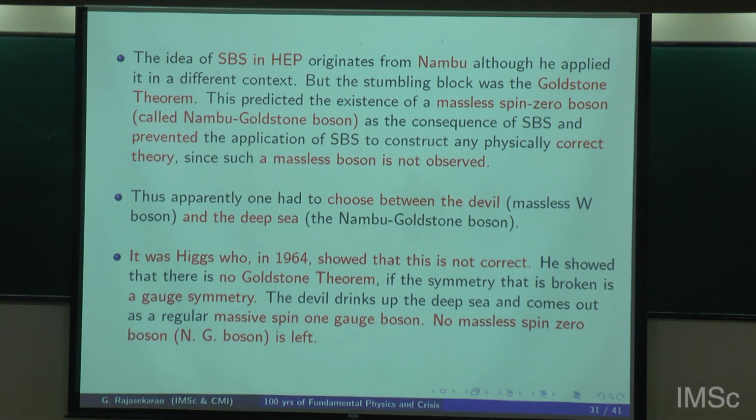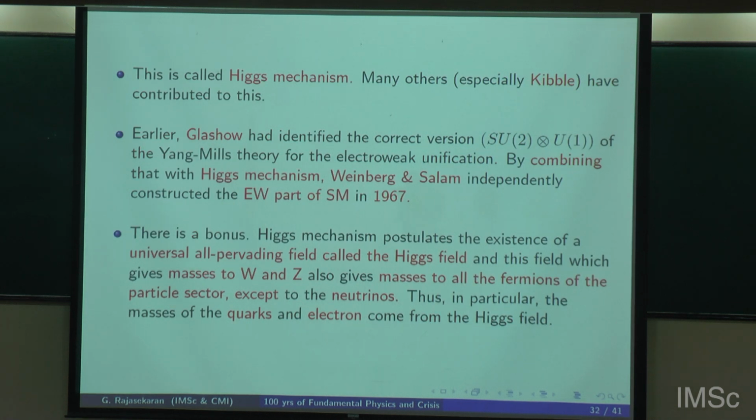It was Higgs who in 1964 showed that this is not correct. He showed that there is no Goldstone theorem if the symmetry that is broken is a gauge symmetry. That is the importance of the gauge symmetry. The devil drinks up the deep sea and comes out with a regular massive spin 1 gauge boson. So the massless spin 1 gauge boson eats up the massless spin 0 Nambu-Goldstone boson and comes out with a mass. So no massless spin zero Nambu-Goldstone boson is left. This is called the Higgs mechanism.